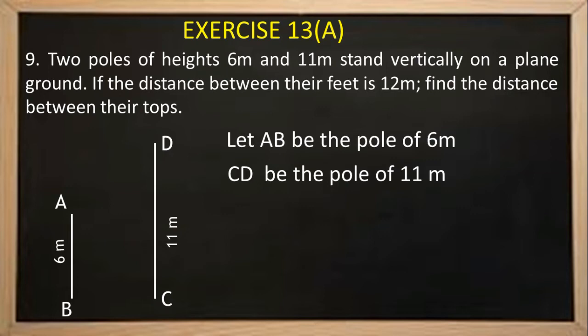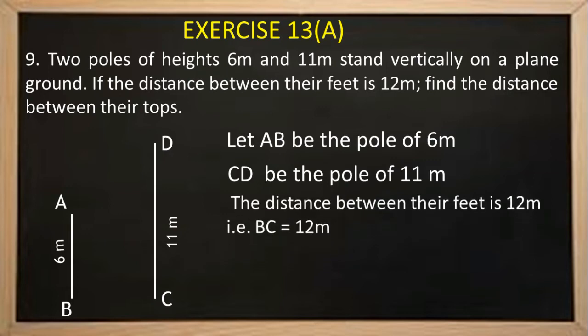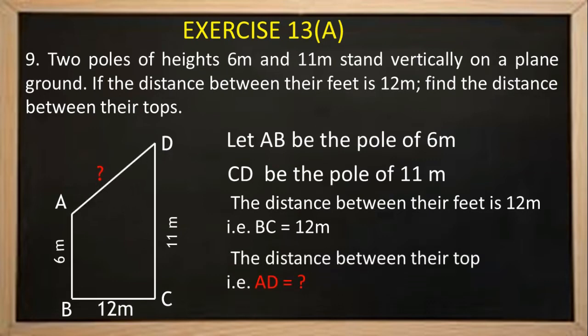The distance between their feet, that is at the points B and C, is set as 12 meter. Let us join BC as 12 meter. It is asked in the question to find the distance between their tips. The tip or top of the pole AB is A and the top of CD is D. Hence, let us join AD and find the measure of AD. So, for the given statement, we have drawn the diagram to understand the problem, what is given and what has to be calculated.